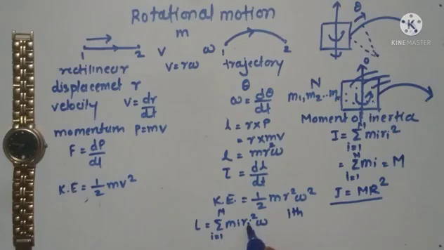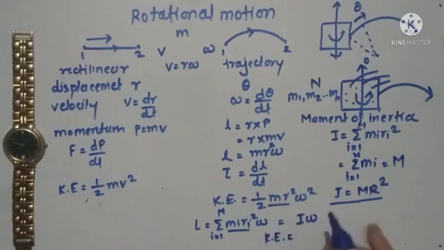r_i is the distance of that particle from the axis of the rotation, and omega is constant for all the particles. So we have not taken omega_i here, because this omega is constant for every particle, whereas this mass is changing for each particle. The distance from the axis of the rotation is also changing for every particle. Therefore we have written m_i r_i square omega. So it will be equal to, we know that the summation of m_i r_i square is nothing but I. Therefore L is equal to I omega.